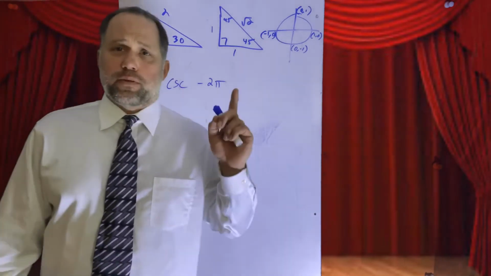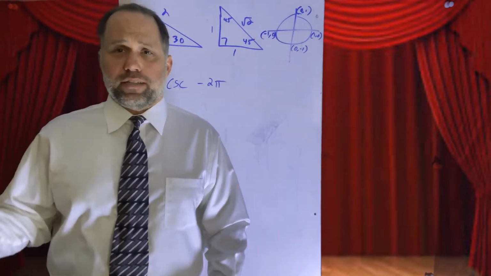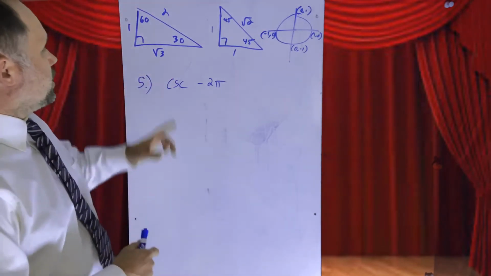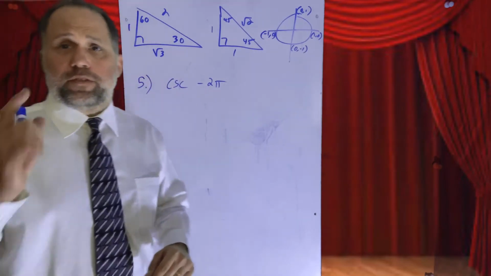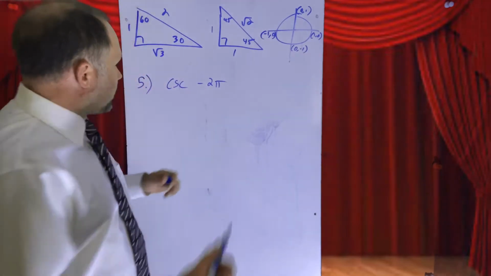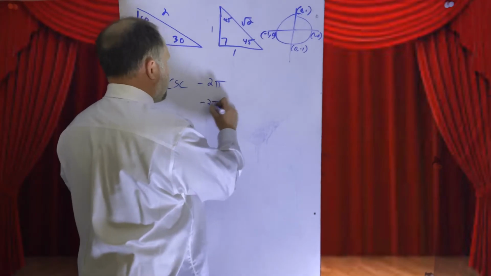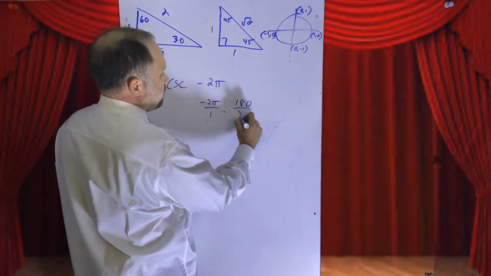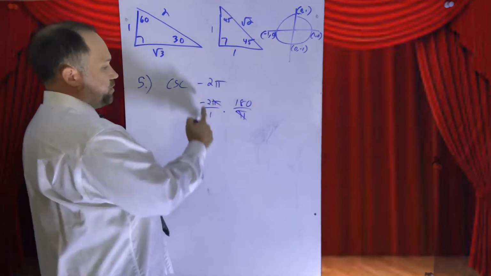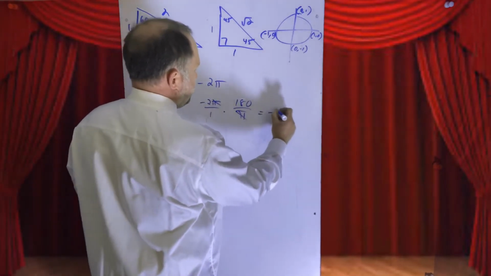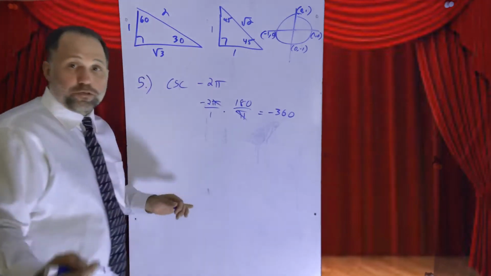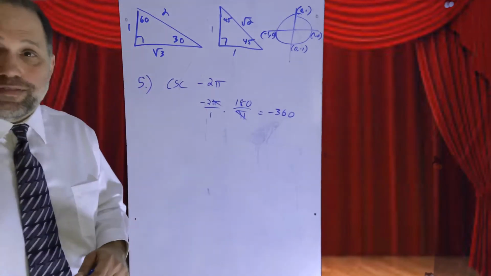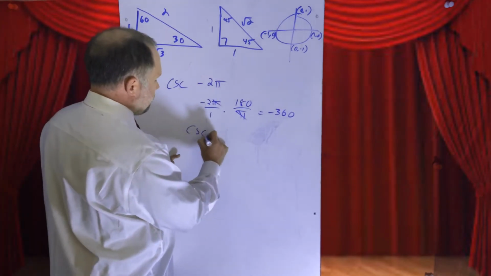Okay, question 5, probably the most commonly missed question on this quiz. All right, let me show you why. You got to take negative 2 pi and you have to convert it to degrees first. All right, that's the easy part. So you take negative 2 pi, call it over 1 if you want, multiply it by 180 over pi. Pi's cancel. Negative 2 times 180 is negative 360. So we're finding the cosecant of negative 360.